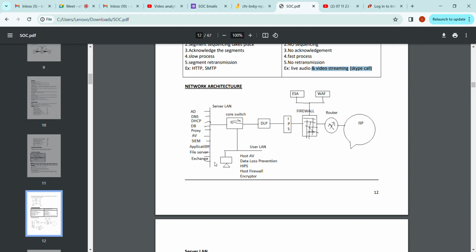So to achieve the cybersecurity goals, this is the network architecture that you should feed in your brain.